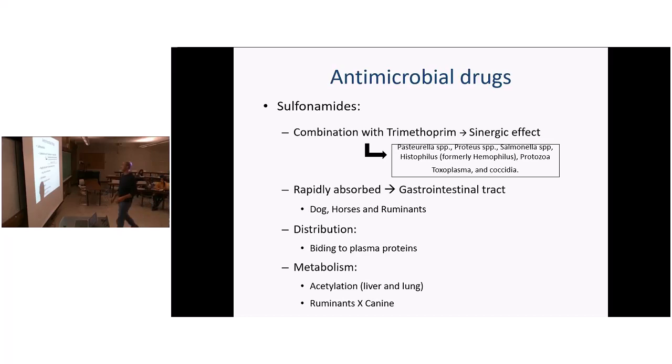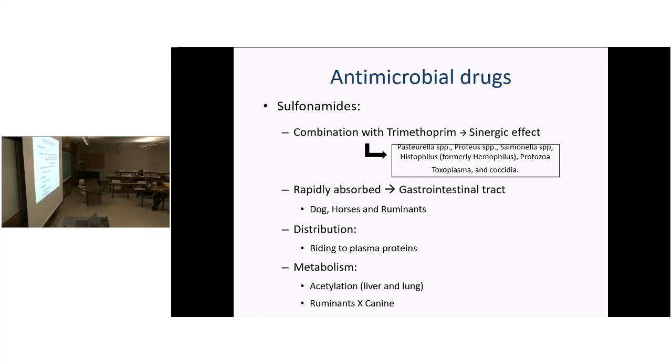So lots of these: Pasteurella, Proteus, Histophilus, some of these Haemophilus. All of these, for example, are respiratory bacteria. So they tend to work really well with respiratory tract infections. Some of these, Toxoplasma, coccidia, are actually protozoa, and they tend to cause a bit of a problem in cattle when they are 3 months old or so, 5, 6, 7 months old.